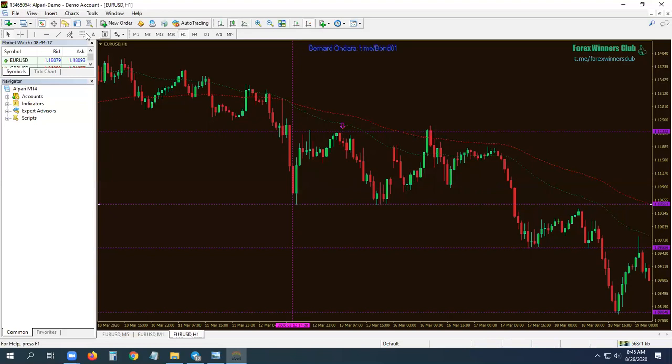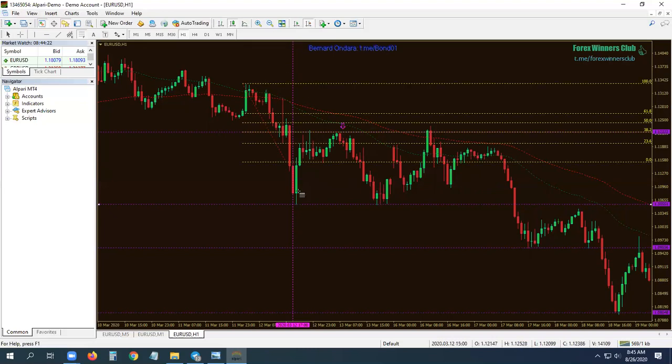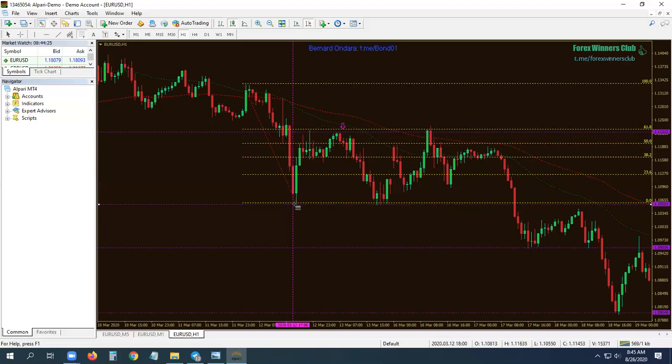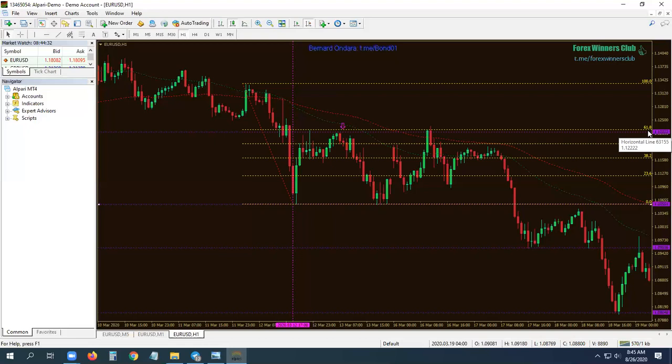I pull my Fibonacci. I put it at the top, push it to the bottom here, and see where that bearish engulfing occurred. Where? Between 50 and 61. That is good. That's an additional confluence for me. So I think I'll be able to take this trade.